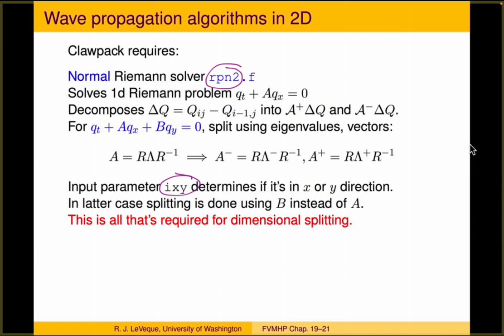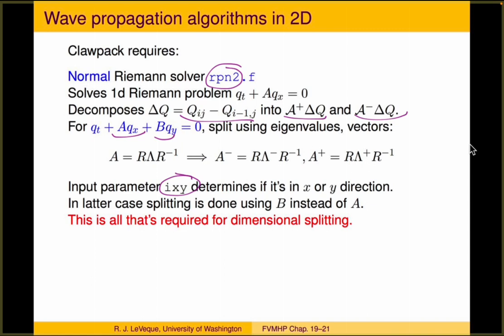And that Riemann solver is exactly like the 1D Riemann solver: it takes the jump in Q and splits it up into fluctuations A plus delta Q and A minus delta Q based on eigenvalues of the matrix A, just looking at the one-dimensional problem. Or, depending on the value of IXY, it may be the one-dimensional equation in the y direction and the eigenvectors of B that would come into play instead of A. And if you're doing dimensional splitting, then that's the only Riemann solver that you need to provide for Clawpack. It's often essentially the same as the one-dimensional Riemann solver for the same system of equations. So that makes it relatively easy to go from 1D to 2D.